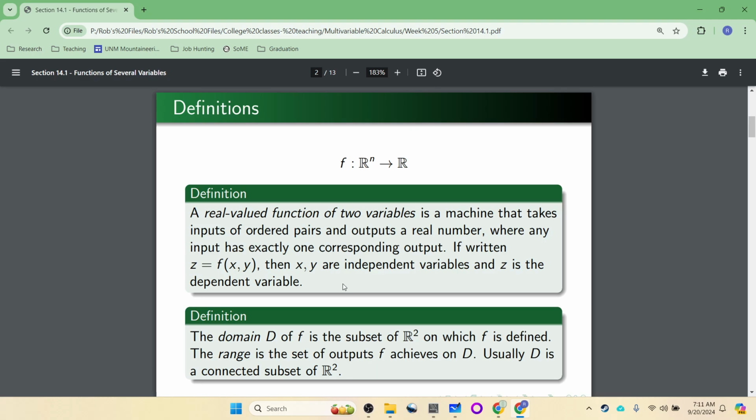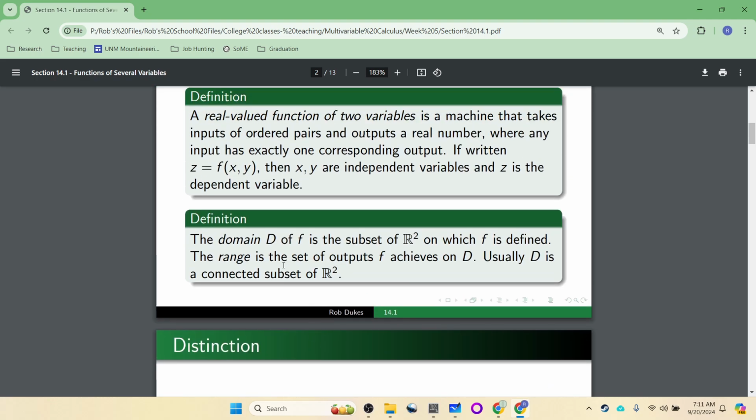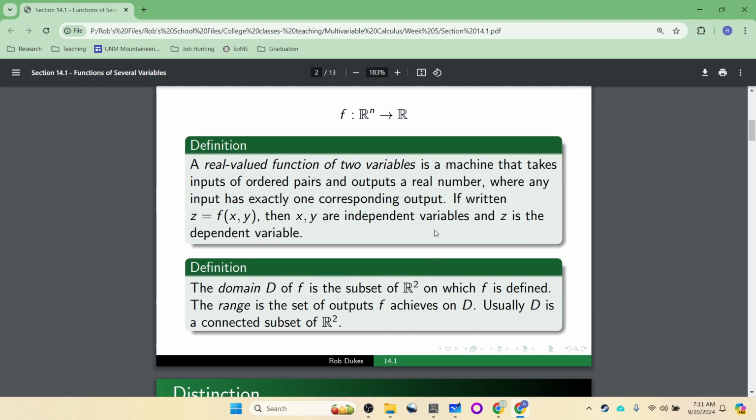So the first things we have when we are talking about a function, we define domain and range. R^2, which is a set of 2-component vectors, is all the possible numbers we could plug in, but maybe some of them get ruled out. So we restrict to a domain D, which is some subset of R^2. And then the range is all the outputs that f can achieve on D. And we usually want to think of D as a connected subset.